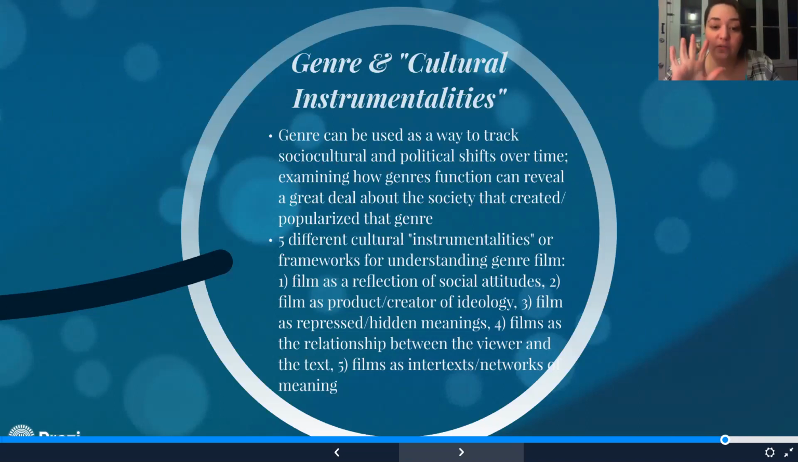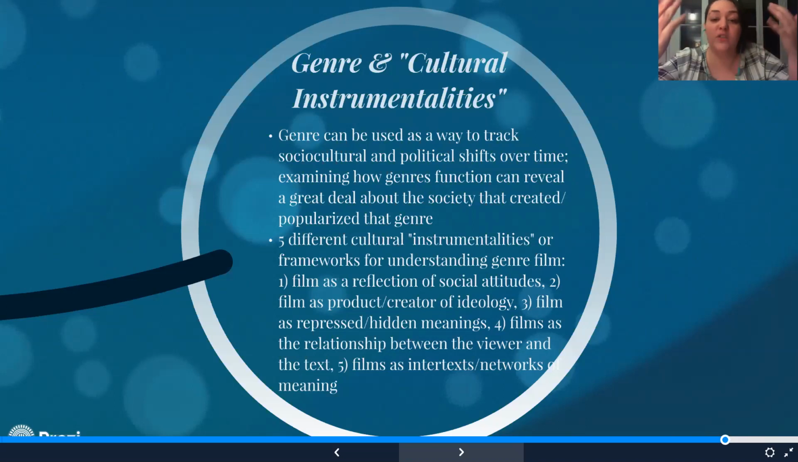And then the last one, 5, is that film is a network of meaning, right? Film is an intertextual, networked conglomeration of different meanings. So it's not just what I see and what the film tells me, but that is networked in with societal expectations, with history, with evolution, with how the people around me respond to things, with what I've read, with what I've heard, with what I've seen. And it's this really complex web of relationships.